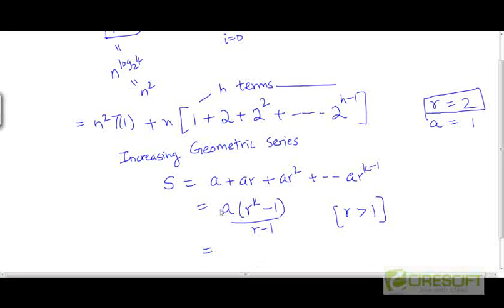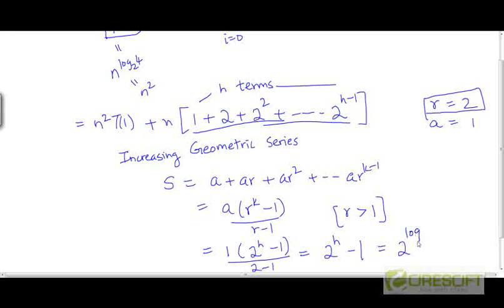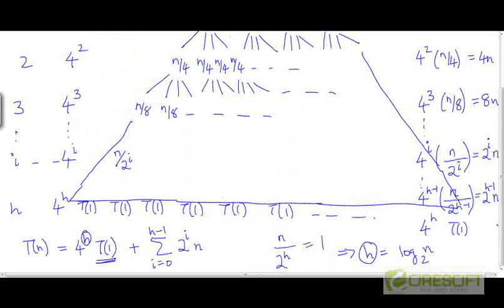So if we use this formula, the value of this summation is going to be 1 multiplied by 2 to the power h minus 1 divided by 2 minus 1. There are h terms in the series. The first term is 1 and the value of the common ratio r is 2. So this simplifies to 2 to the power h minus 1. Now 2 to the power h is 2 to the power log of n base 2 because we calculated h to be log of n base 2.